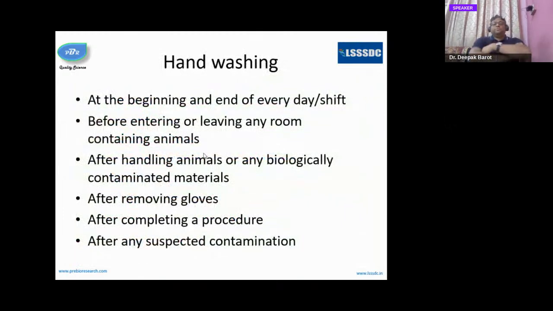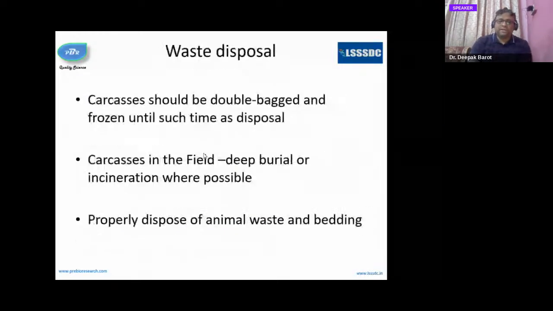Hand washing. Please remember before you handle the animals and after you handle them. Before you handle, for the safety of the animals, and after you handle, so that you do not carry any infection from those animals. So hand washing is very important. No need to explain much about hand washing in today's scenario, because a 20-second hand wash can keep you away from COVID. I think people across the world have realized the importance of hand washing now, right? Before entering and leaving the animal rooms, after removing gloves, after completing a procedure, after any suspected contamination or handling of the animals, you should always wash your hands.